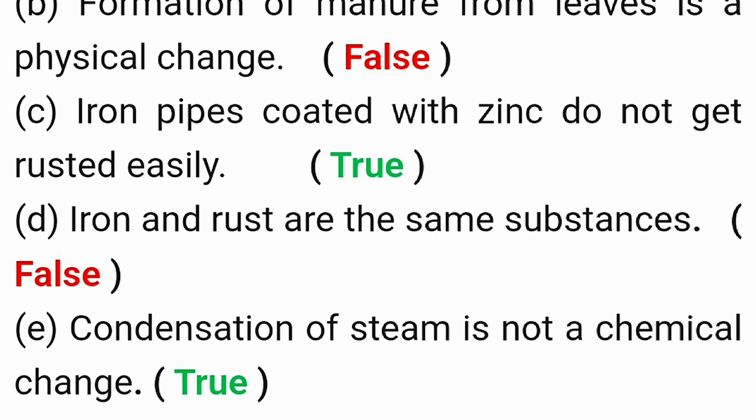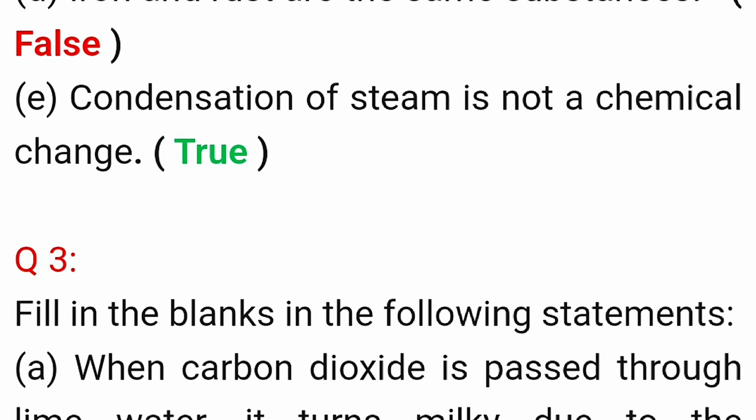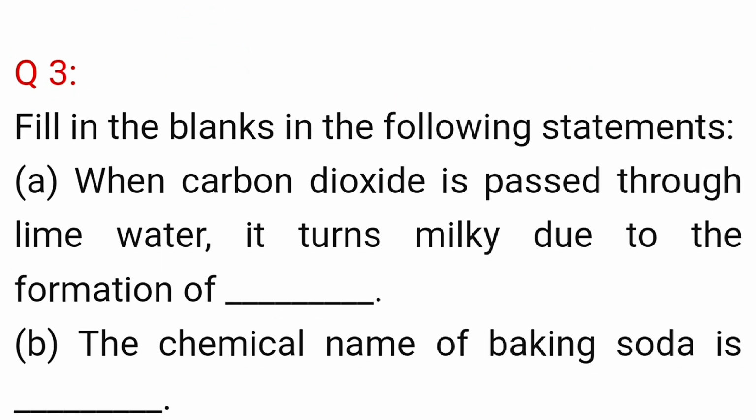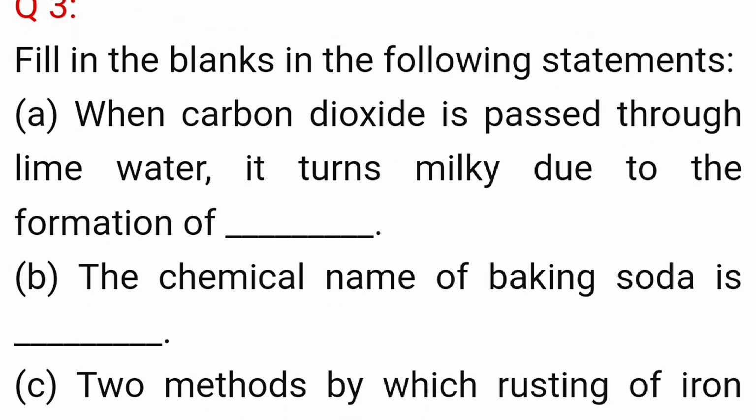Next is iron pipes. The statement is: iron pipes coated with zinc do not get rusted easily. This is true. Next is: iron and rust are the same substances. This is false. Next: condensation of steam is not a chemical change. This is true.